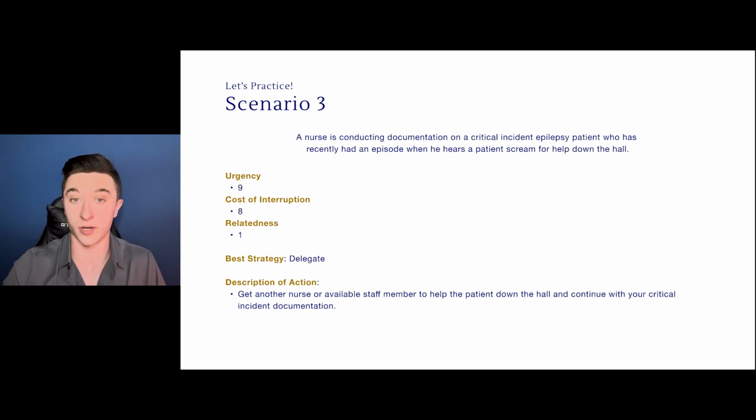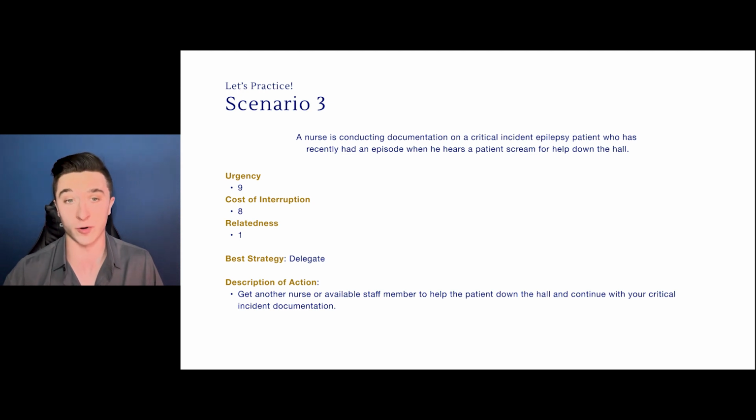Our third scenario is that the nurse is conducting documentation on a critical incident epilepsy patient who has recently had an episode when he hears a patient scream for help down the hall. Geez, these are both bad. So we've got urgency is a 9, and our cost of interruption is an 8. We definitely cannot multitask these. Relatedness is a 1. So delegating is going to be our best option here because the urgency and cost are both quite high, and the two tasks cannot be multitasked.